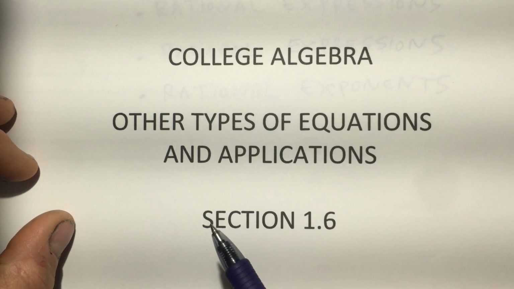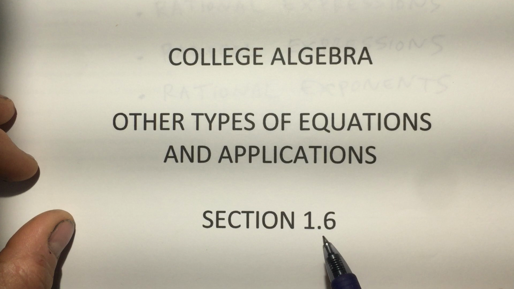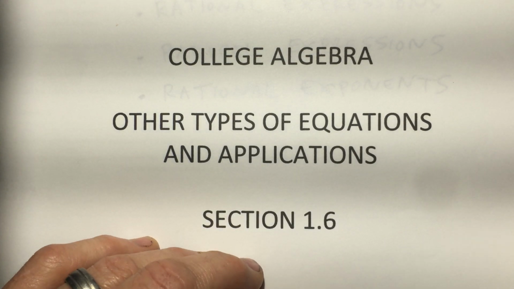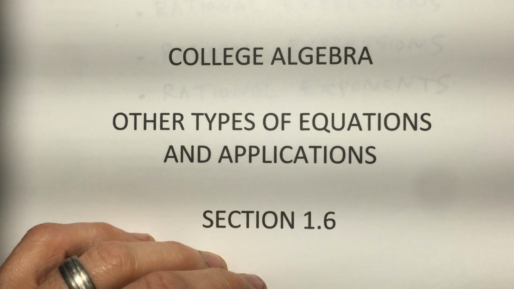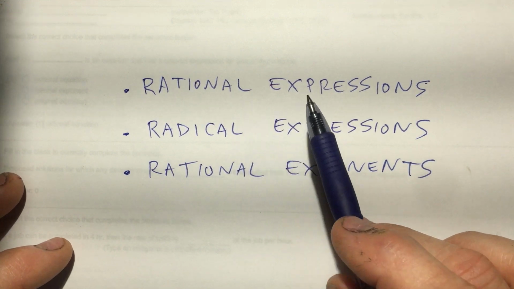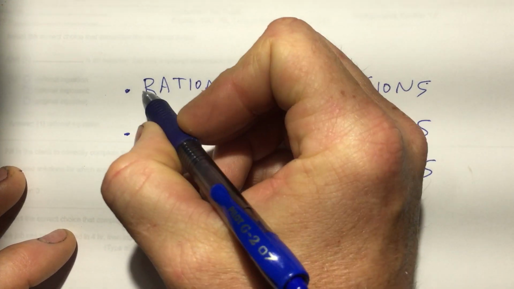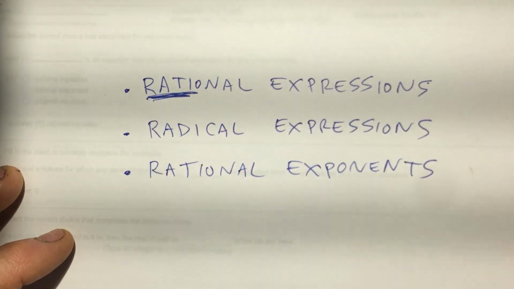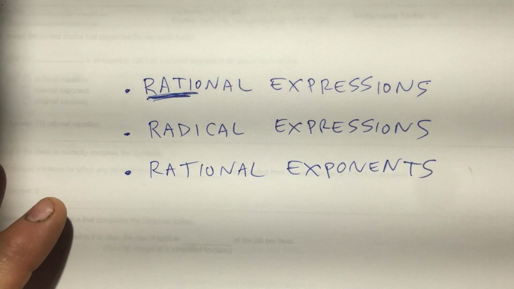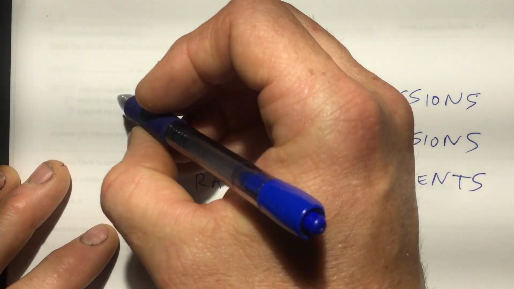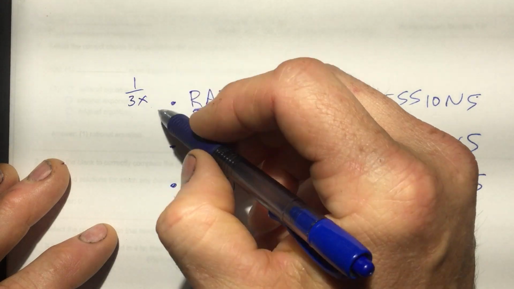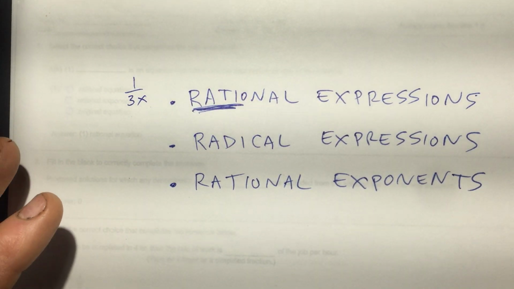Okay, we're in college algebra and we're looking at section 1.6 today, other types of equations and applications. We have three main kinds of equations in this section. Here we're looking at rational expressions. Rational, the root word there, ratio, which means you're comparing numbers by division. So a rational expression could be something like 1 over 3x. This is a rational expression right there. We're going to have equations that have those.